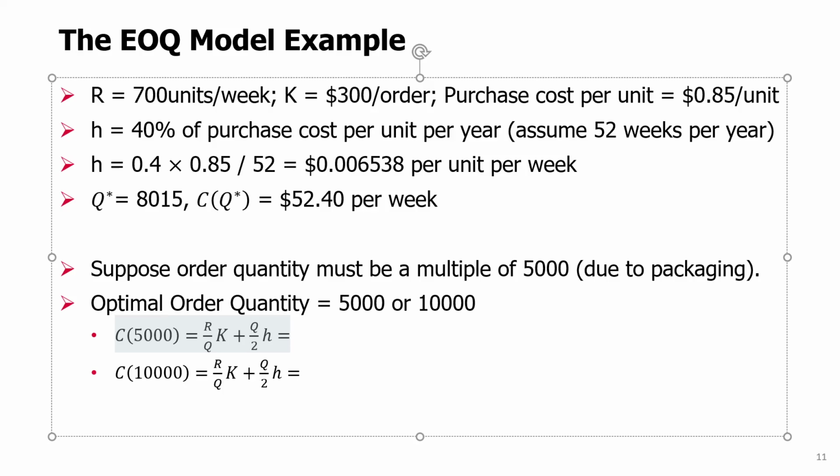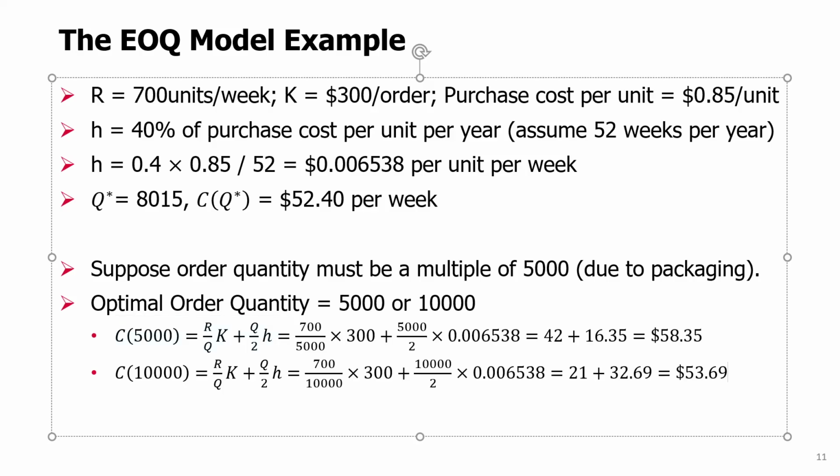If you do the evaluation, we'll find that the cost for 5,000 is $58.35, and the cost for 10,000 is $53.69. First of all, I want you to see both of them are higher than 52.40. One is a little bit more than the other. The reason is, of course, that this was the optimal quantity, a quantity that minimizes the cost. Choosing any other quantity should therefore give us the same or a higher cost.